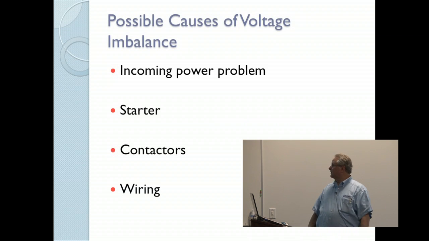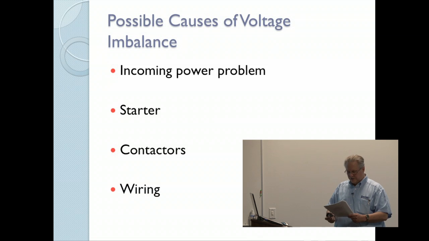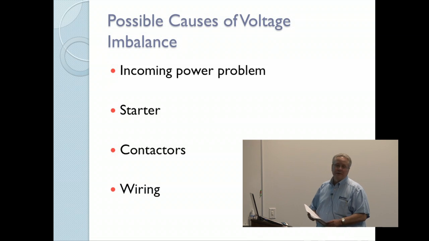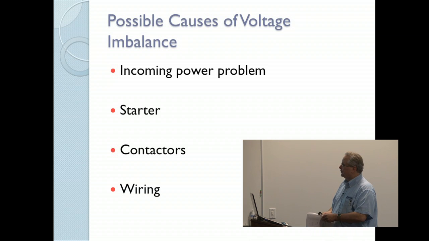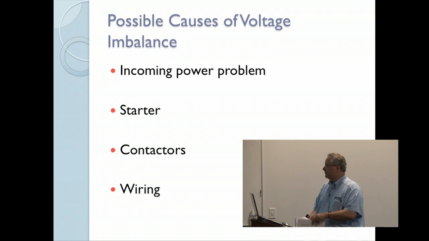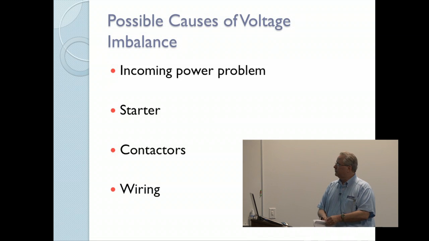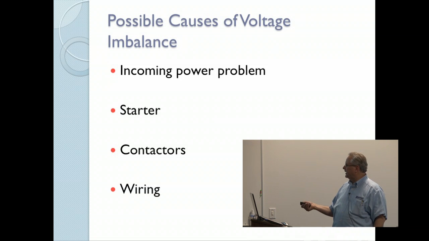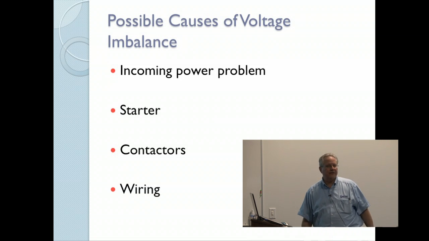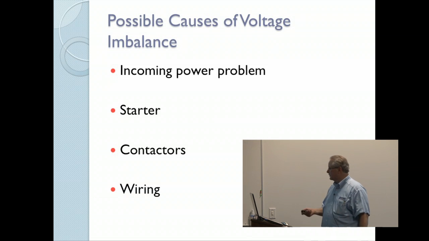Again, I guess I jumped the gun here. Possible causes of voltage imbalance: incoming power problem, your starter, your contactors, wiring. This is one of the reasons you have starter maintenance done on a chiller inspection. Check the contactors for pitting and tighten all the terminals down and go from there. Check the wiring.